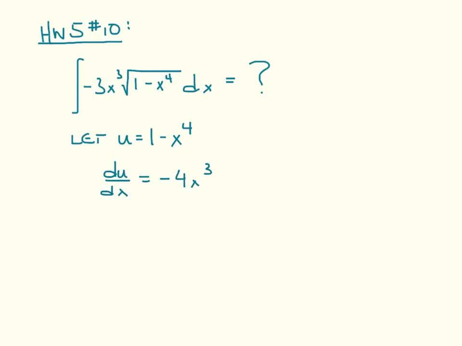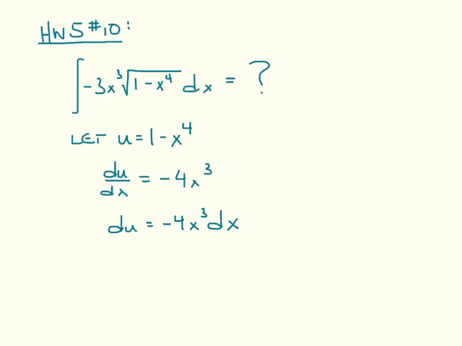cubed. If you notice now, the x cubed here appears in the original integrand, which is a good sign. It means that's going to cancel out. Solving for du, we get minus 4x cubed dx. Now remember, our goal is to turn an integral that's originally in terms of x into an integral that's in terms of u. So we want to get rid of all the x stuff, replace it with u stuff, and du.